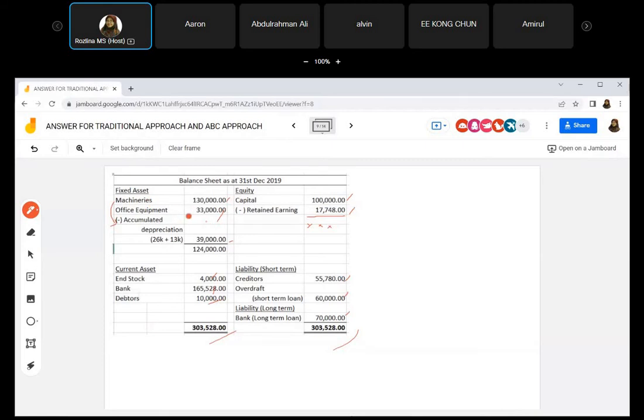How many left? And then office equipment, okay. That's why you still get the same number. You get the correct number, only because you want to see just this one: what is the effect to the machineries. Okay, then current asset, okay, very good. And stock, if it's not left out. And then bank and debtors.